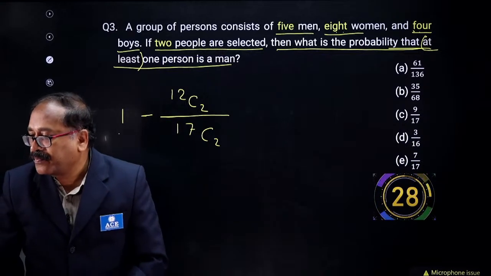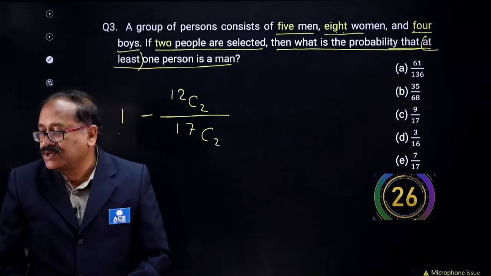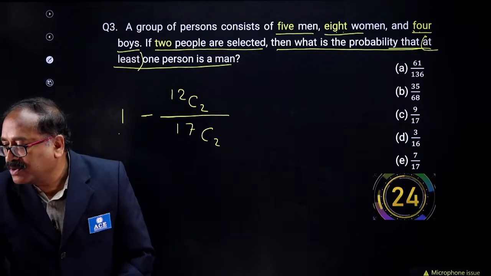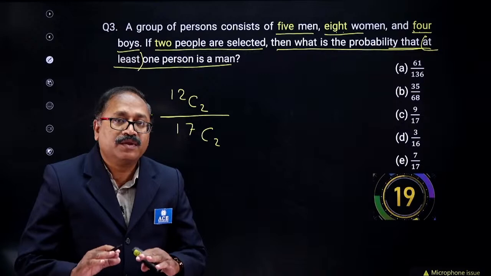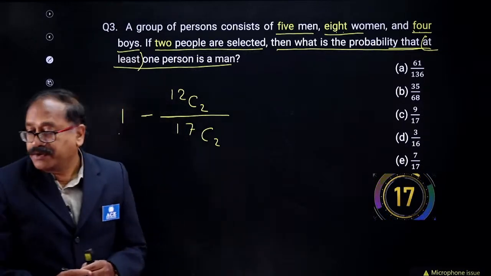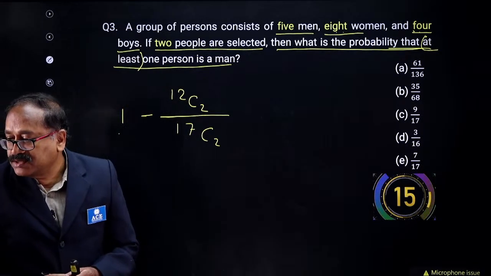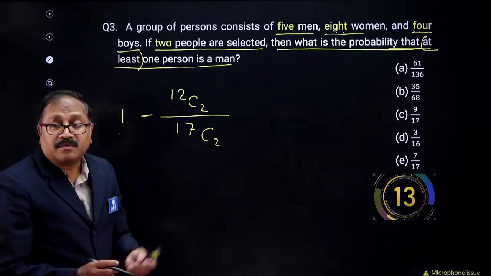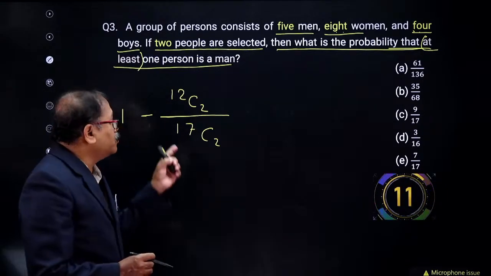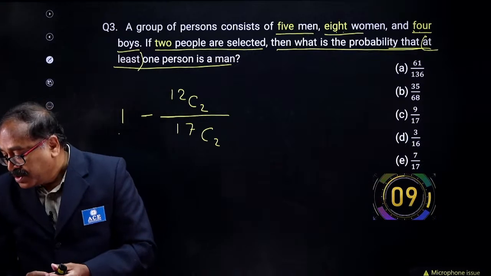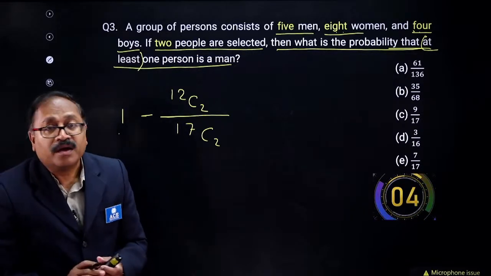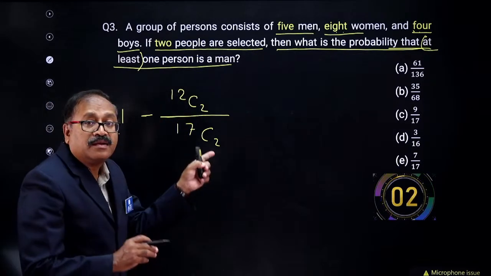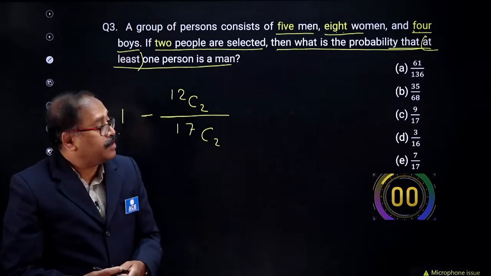Yes, come on. Now Shravanti can answer the question. Tirumal, if you are new, not an issue, my brother. You will learn how to answer it. Some of you, please try this. Here, what is 12C2? You know how to find it out. 17C2, you know how to find it out. And from 1 minus no men, you will get at least one man.